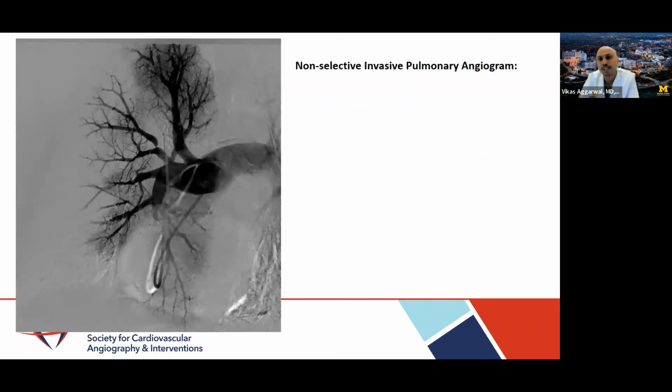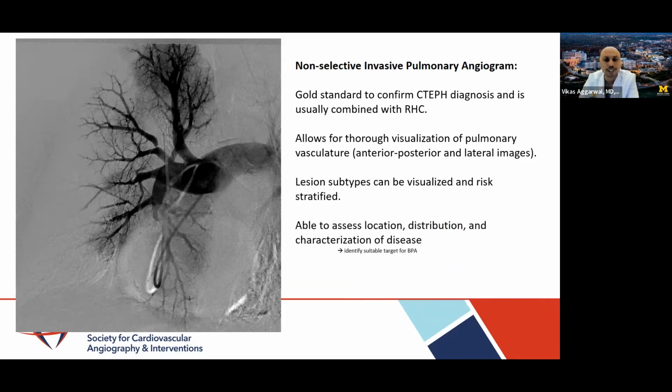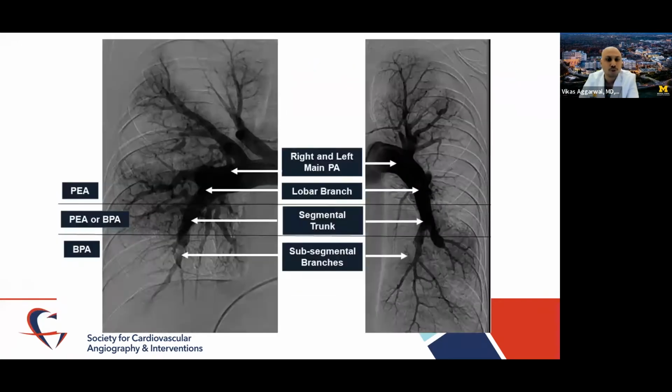Non-selective invasive pulmonary angiogram is the cornerstone for CTEPH evaluation. It's the gold standard, and it's usually combined with a right heart catheterization. It allows for thorough visualization of the pulmonary vasculature by doing orthogonal imaging. Lesion subtypes can also be visualized. You can get location, distribution, and characterization of disease. And it's probably the best tool to identify targets, as well as to identify disease level, if it's surgical disease or if it's something that should be treated with angioplasty.